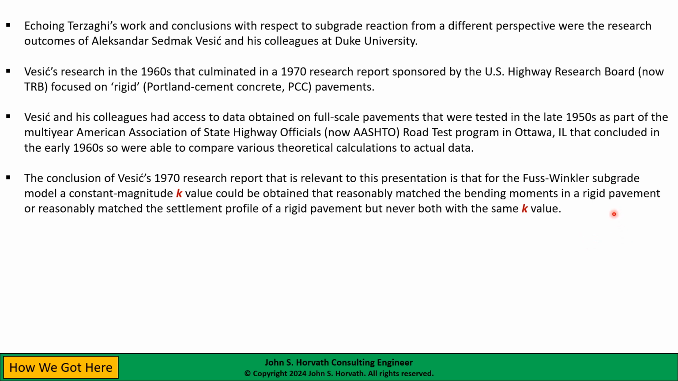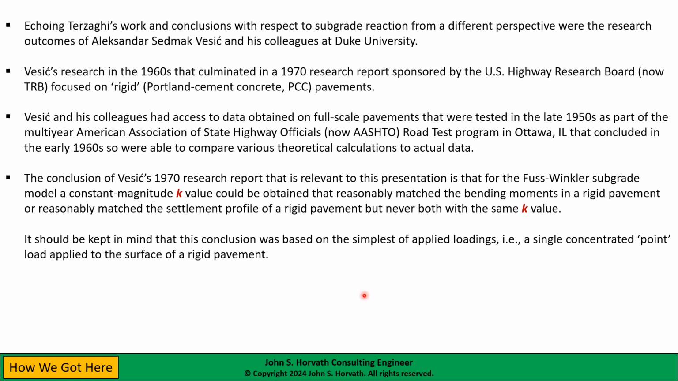Well, clearly, if this K is a fundamental soil property, it's fundamentally impossible to have to use two different values to get correct results. So this was another way of pointing out that the Fuss-Winkler hypothesis or subgrade model of independent axial springs with a constant magnitude K value is not a fundamental soil property. It's not a valid soil model because you can't match both moments and settlements with the same K value.